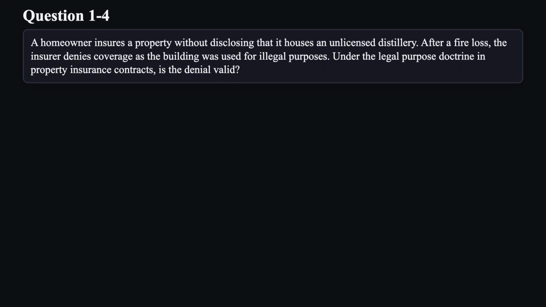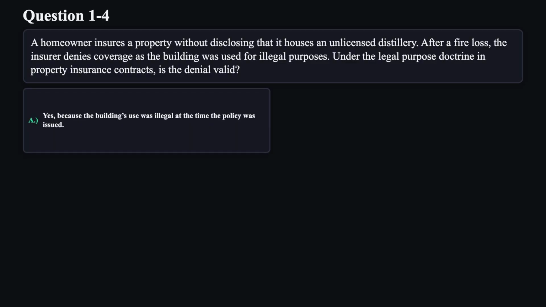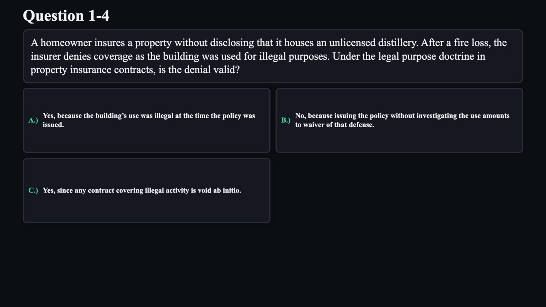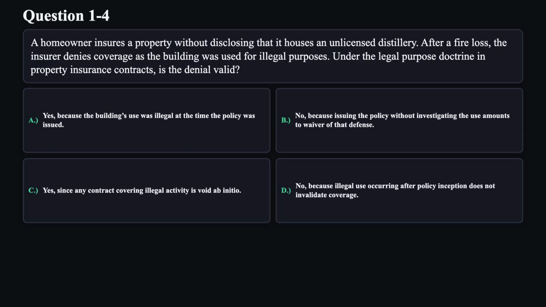Question 4. A homeowner insures a property without disclosing that it houses an unlicensed distillery. After a fire loss, the insurer denies coverage as the building was used for illegal purposes. Under the legal purpose doctrine in property insurance contracts, is the denial valid? A. Yes, because the building's use was illegal at the time the policy was issued. B. No, because issuing the policy without investigating the use amounts to waiver of that defense. C. Yes, since any contract covering illegal activity is void ab initio. D. No, because illegal use occurring after policy inception does not invalidate coverage.